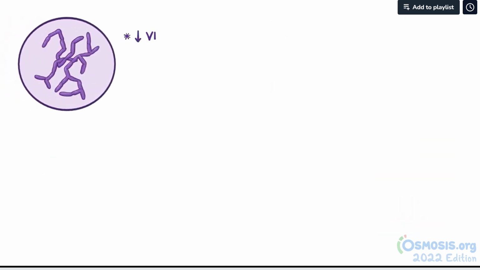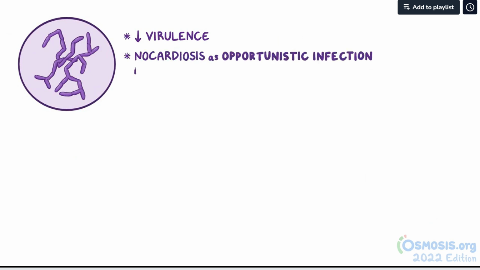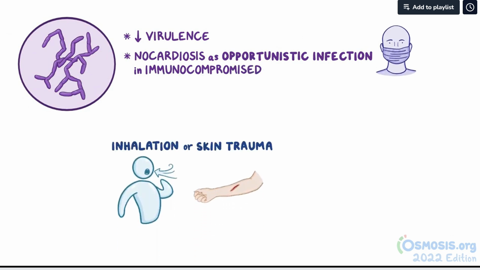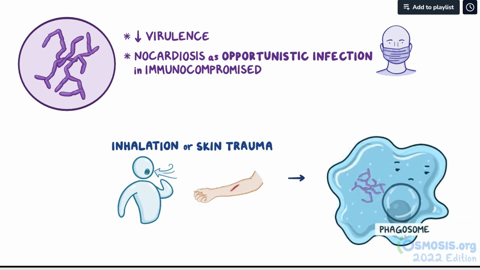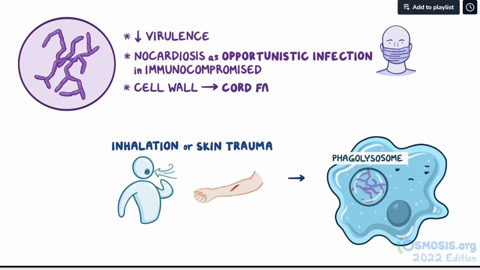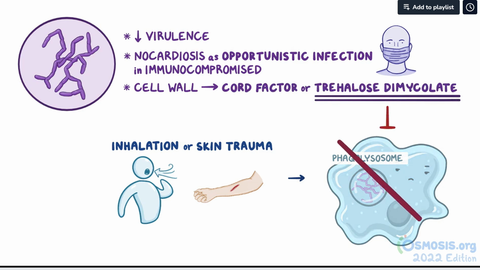Now, Nocardia has a low virulence, and therefore, nocardiosis occurs more often as an opportunistic infection in immunocompromised people. It enters the body through inhalation or skin trauma, and once inside, it's ingested by macrophages. Inside macrophages, it gets wrapped in a vesicle called a phagosome, which normally merges with lysosomes to form a phagolysosome, inside which bacteria are killed by lysosomal enzymes. However, the cell wall of Nocardia contains a cord factor, or trehalose dimycolate, which is a glycolipid that inhibits phagolysosomal fusion.